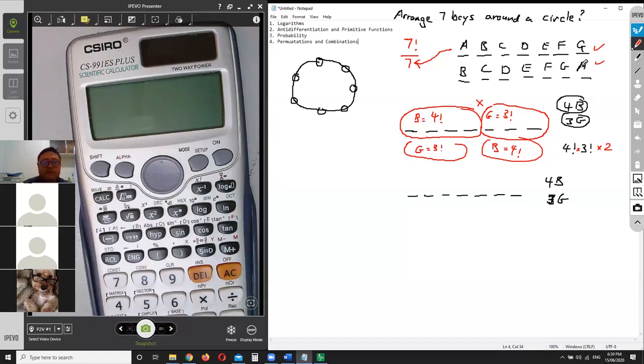Do you like perms and combs? Like permutations? Some people hate it. You either love it or you hate it.